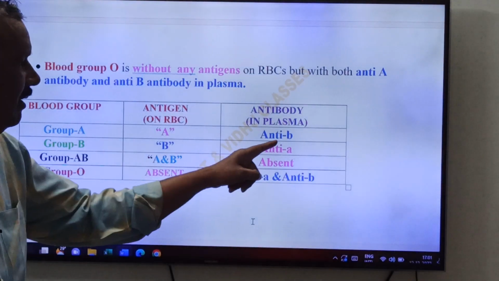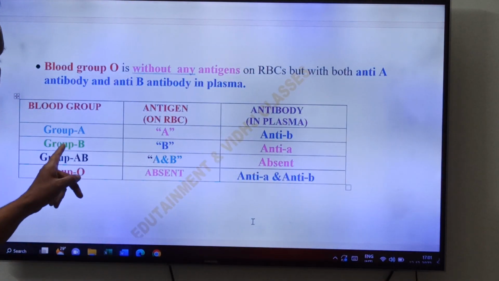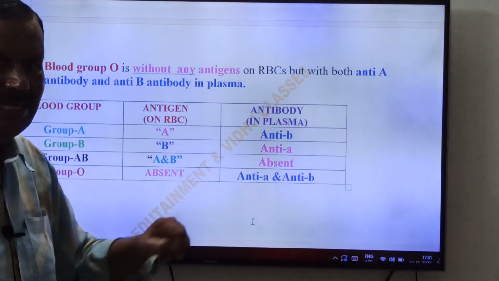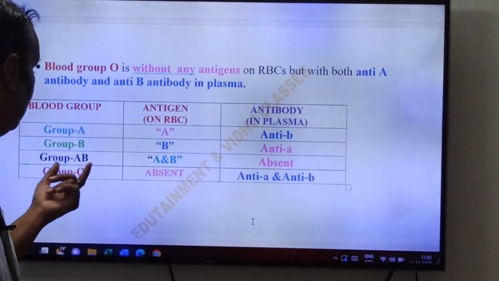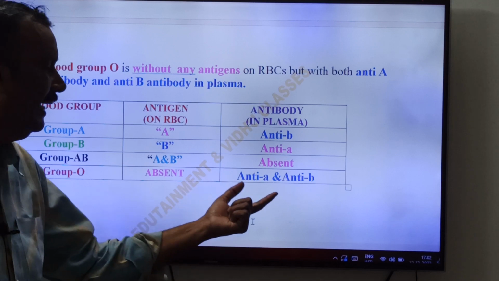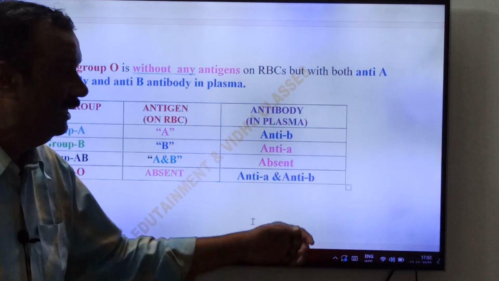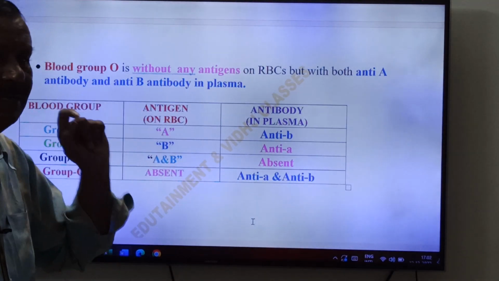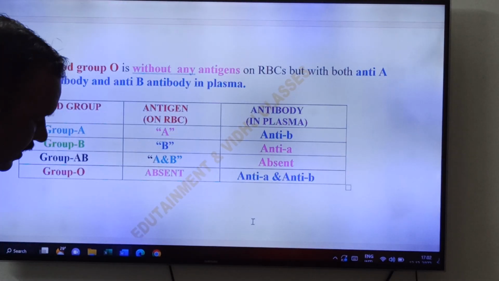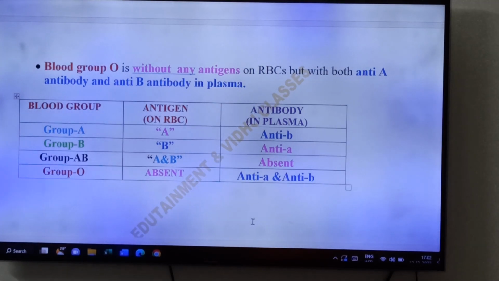Blood group A people have anti-B. Blood group B people have anti-A. Blood group AB people have no antibodies, whereas blood group O people have antibody A and antibody B. These antibodies are present in the plasma, friends. Antigens are present on the RBC, friends. Okay. Once you see this chart, friends, very, very important.